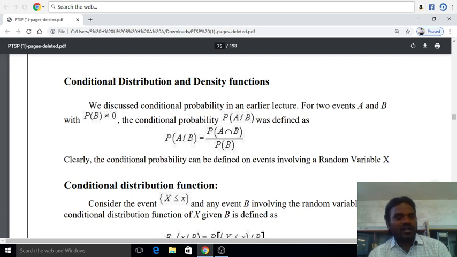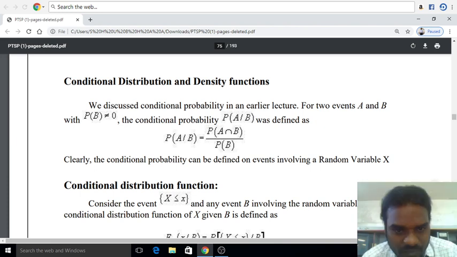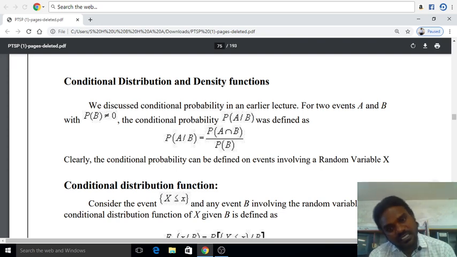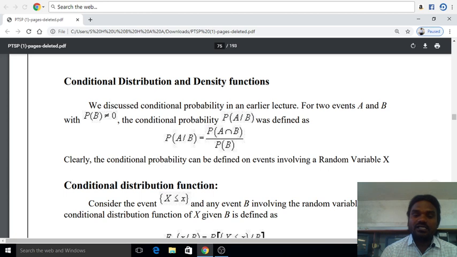Conditional distributions: we have studied conditional probability, that is probability of A given B. It is denoted as probability of A given B equals probability of A intersection B divided by probability of B, because we are considering the effect of B. This is nothing but conditional probability.